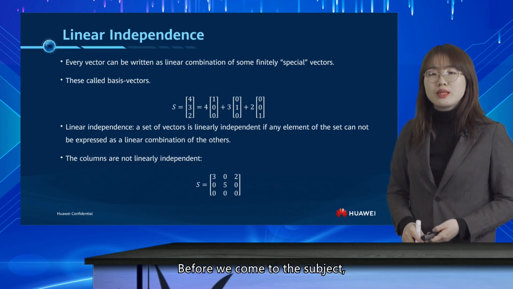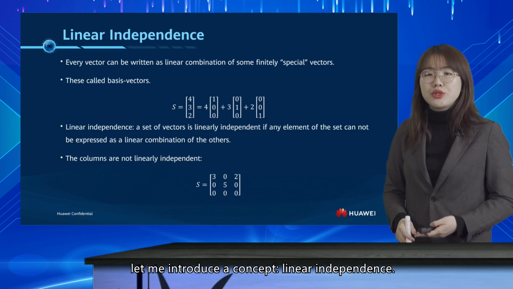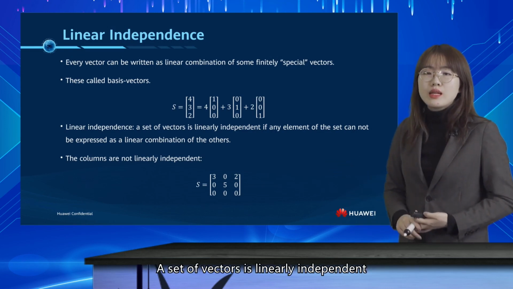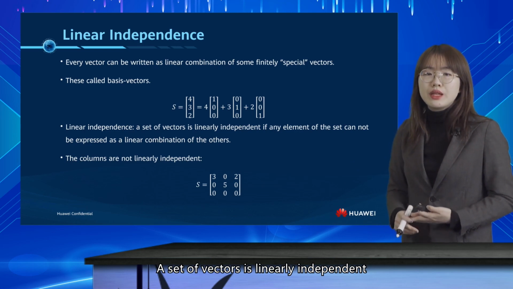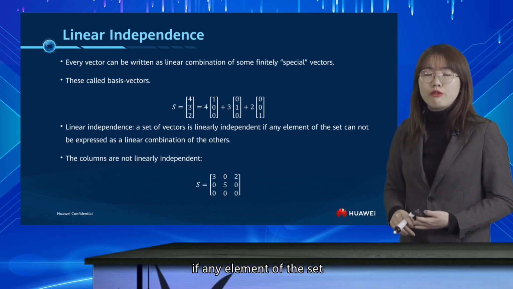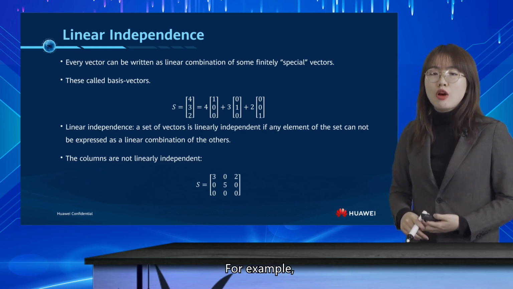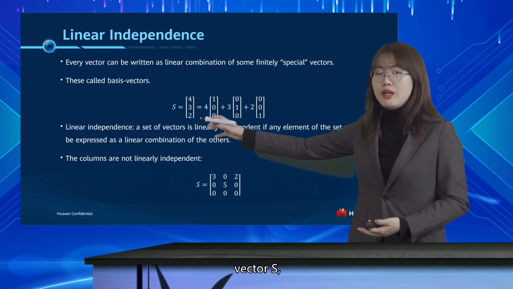Before we come to the subject, let me introduce a concept, linear independence. A set of vectors is linearly independent if any element of the set cannot be expressed as a linear combination of the other vectors. For example, the vector S.